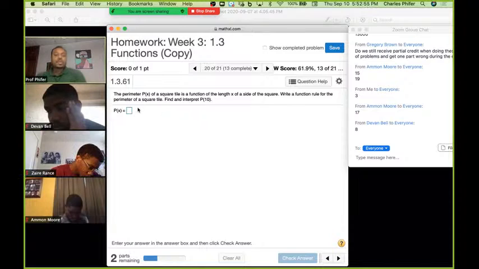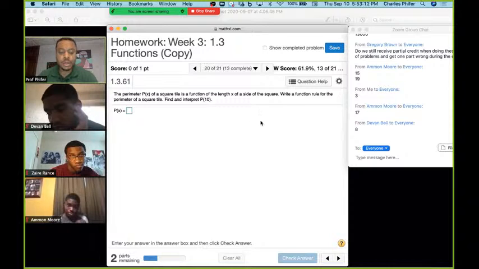Okay, so this one says the perimeter of a square tile is a function of the length x of a side of the square. Find a function rule for the perimeter and find and interpret p of 10. Can anybody give me this result? Just take a moment and see if you can find the result here.